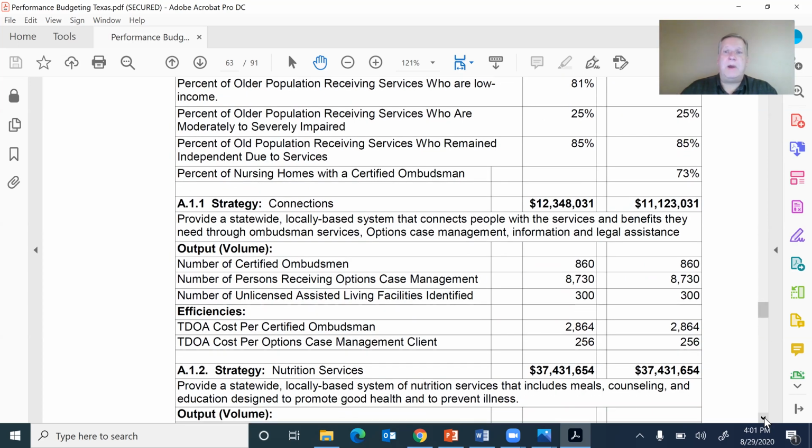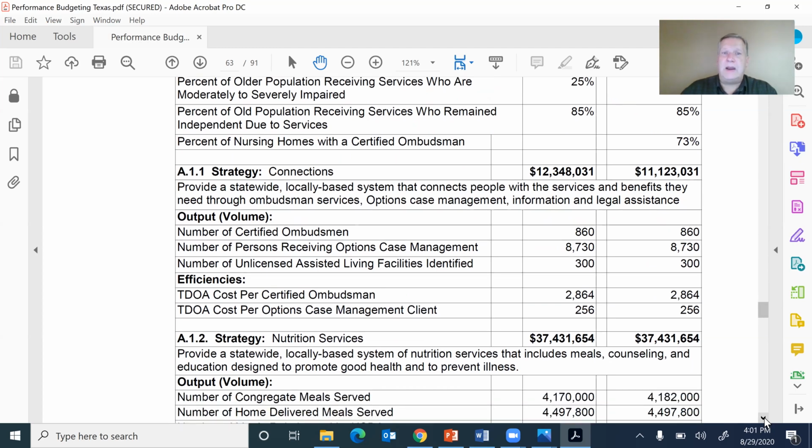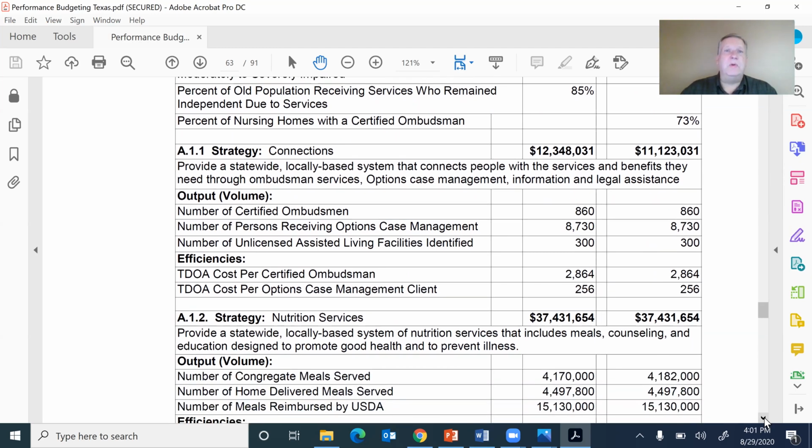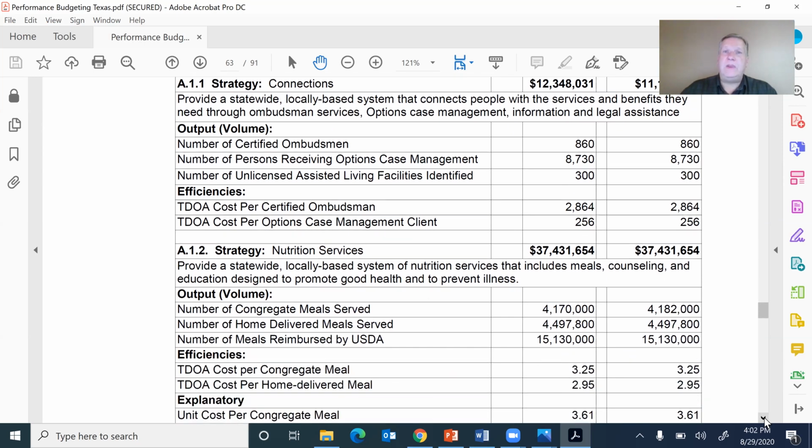So what are you spending that money on? Well, you're spending that money on things such as the number of certified ombudsmen, the number of persons receiving options case management, and so on and so on. You'll then see an efficiencies category. So here's the cost per certified ombudsman. Here's the cost per options case management client. So we are indexing the amount of money we are spending on the activities that we are engaging in, so we can have an actual per unit cost for the amount of money that we are spending.